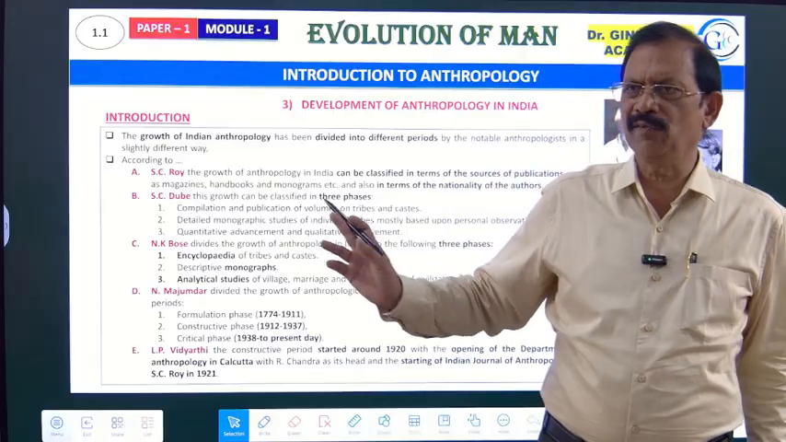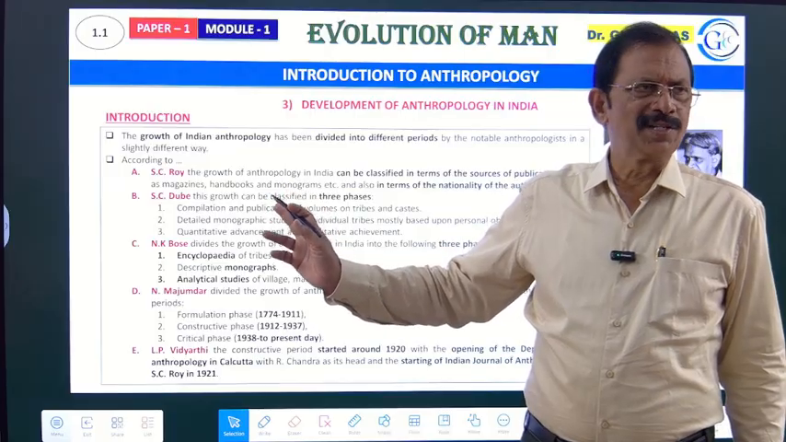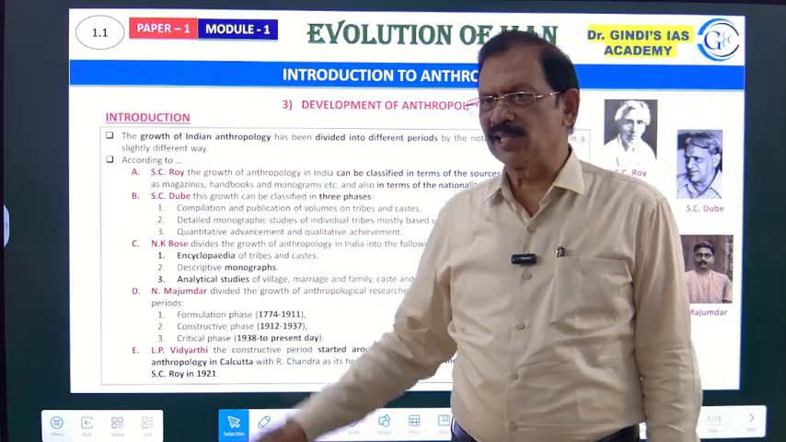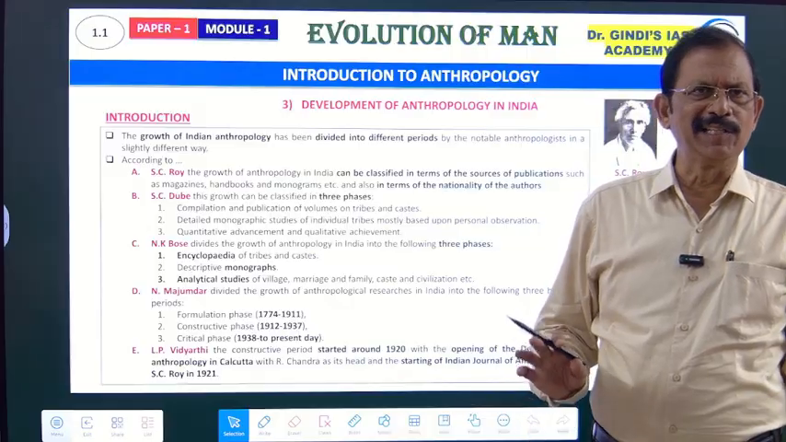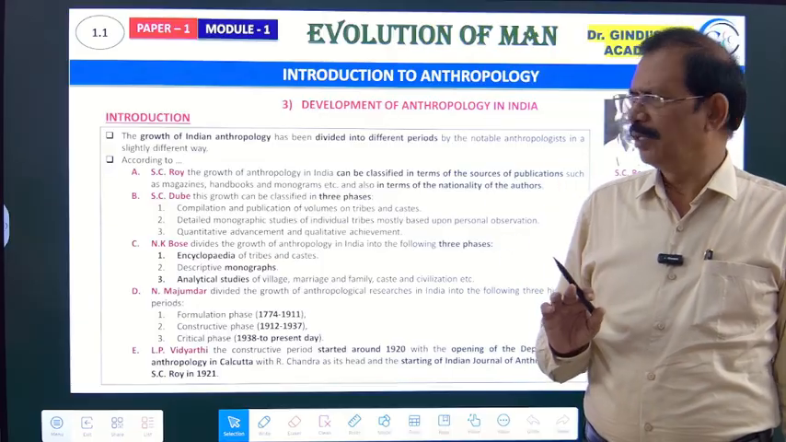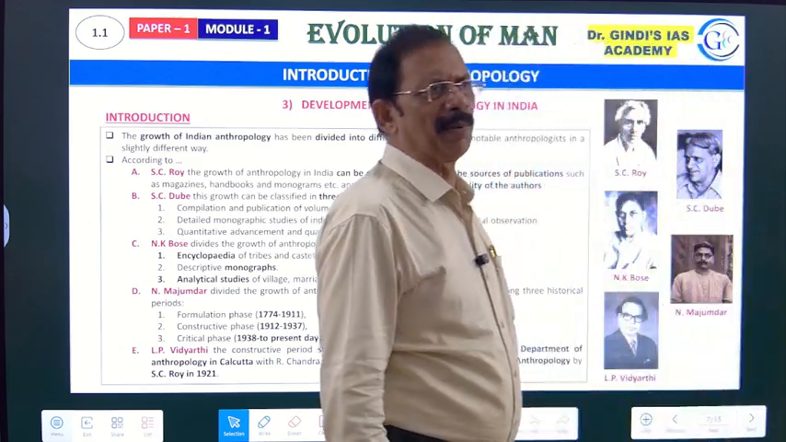So like this, he has given two types of criteria to understand the development of anthropology in India. Who has given this classification? S.C. Roy, Sarat Chandra Roy. He has said the growth of anthropology can be divided into different types. One criterion is based on the sources of publication.